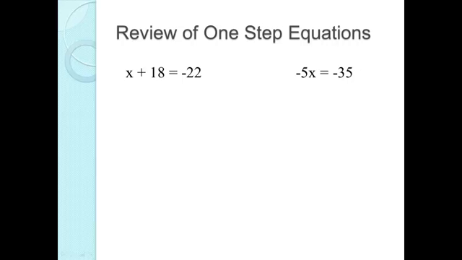Before we get into multi-step equations, let's review one-step equations. Remember, to solve addition and subtraction equations, we must add the opposite of the number with the variable to both sides. To solve multiplication or division equations, we do the opposite operation on both sides. In the first example, we must get rid of the 18 by adding a negative 18 to both sides. 18 and negative 18 will cancel, and negative 22 plus negative 18 leaves us with x equals negative 40.